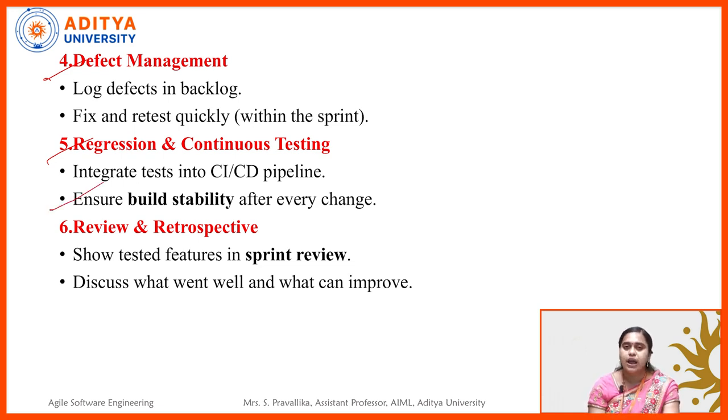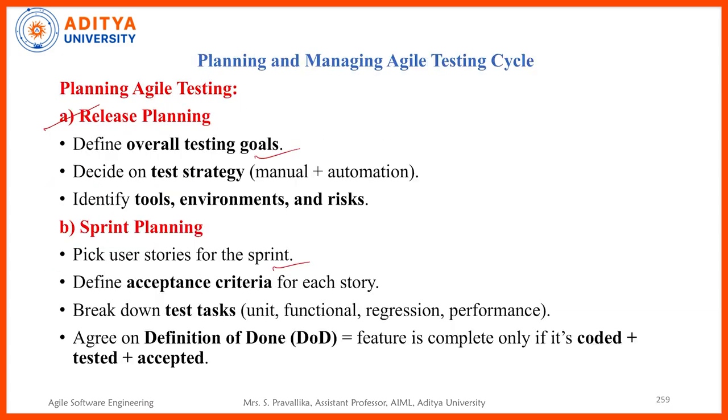Last one, review and retrospective. Regarding review and retrospective, we are going to have the sprint review as well as the sprint retrospective. Show tested features in the sprint review, discuss what went well and what can be improved in the sprint retrospective. So this is what happens in review and retrospective. So this one is regarding agile planning as well as managing the agile testing life cycle.